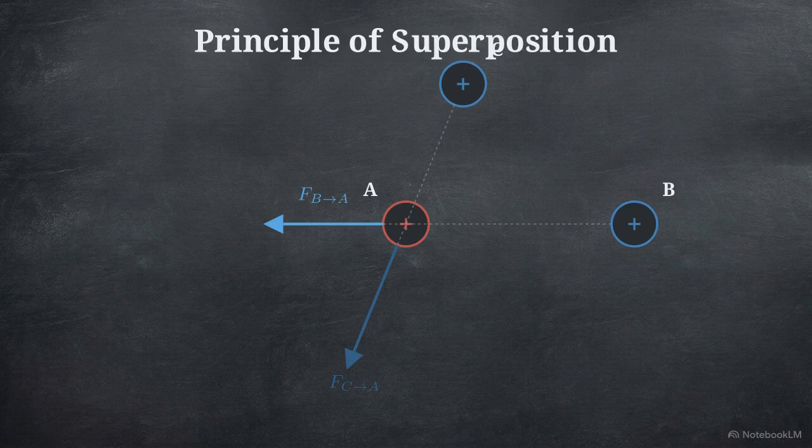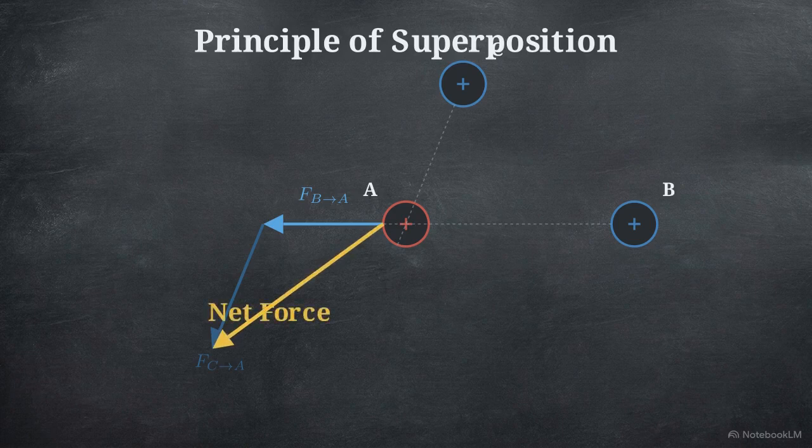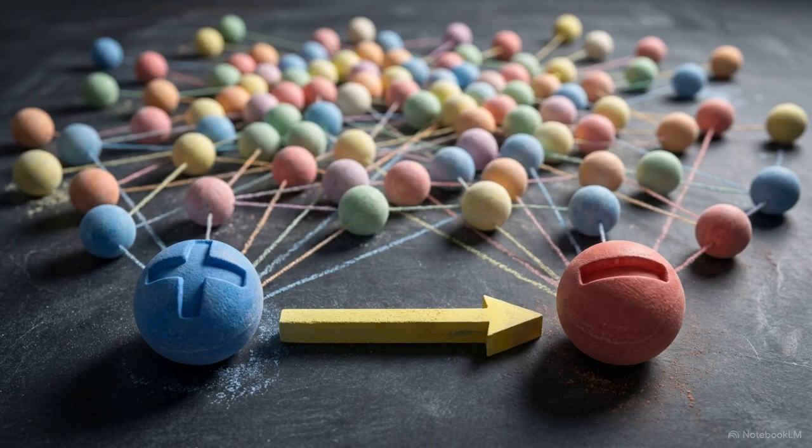To find the total effect on charge A, we don't need to reinvent the equation. We just calculate the individual force from every other charge in the system, one at a time, and find their vector sum. This means even the most complex cluster of particles is ultimately just a collection of simple, independent pairs acting at the same time.